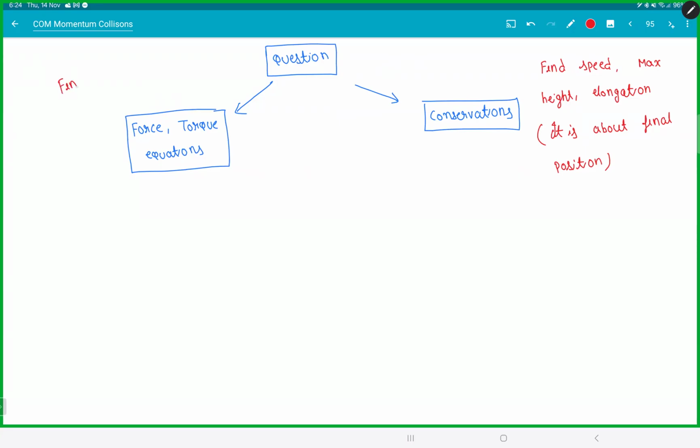When to use these things? Here you'll hear words like find tension, find accelerations, or if they say find time. Now, when you hear these kind of words, find a normal reaction, use force and torque equations. Then what to do? If you have to use force and torque equations, step one, we have to draw an FBD. Once you draw an FBD, calculate forces, torques, apply constraint equations.